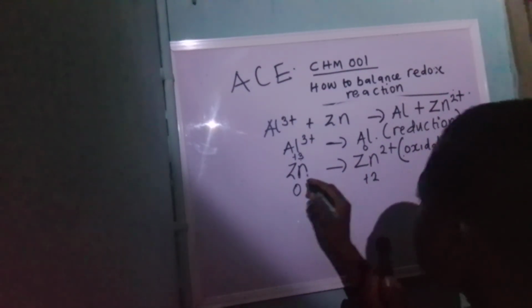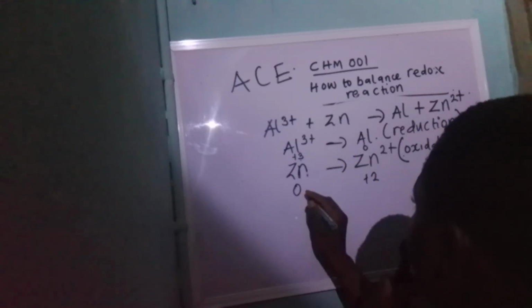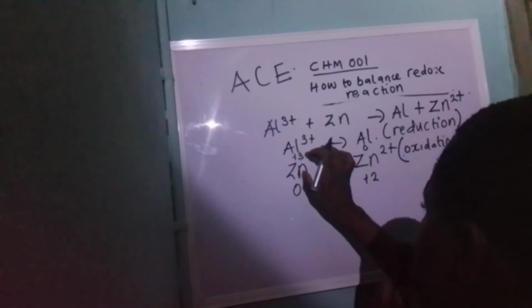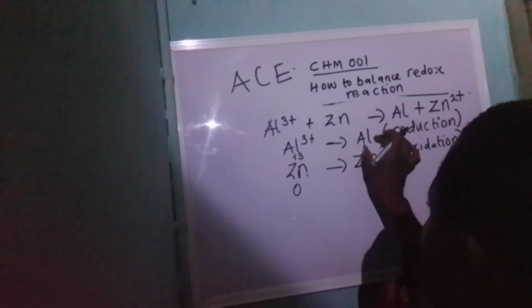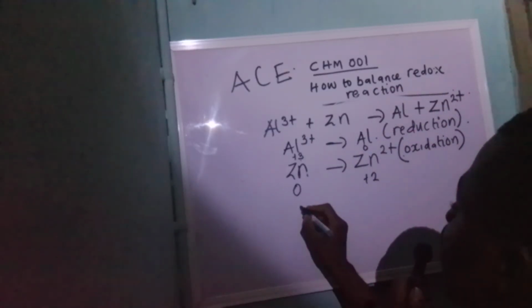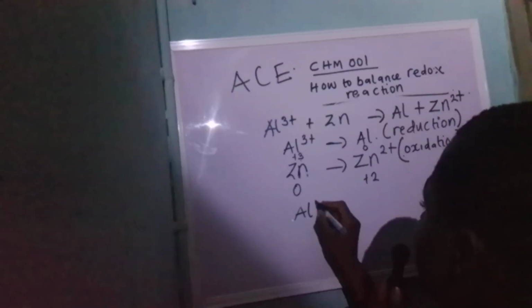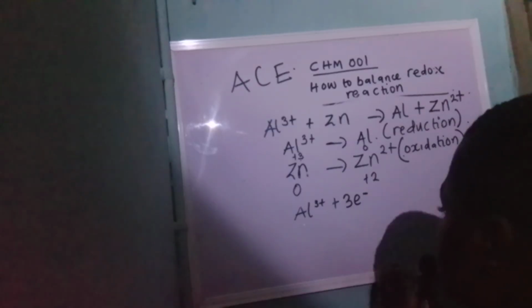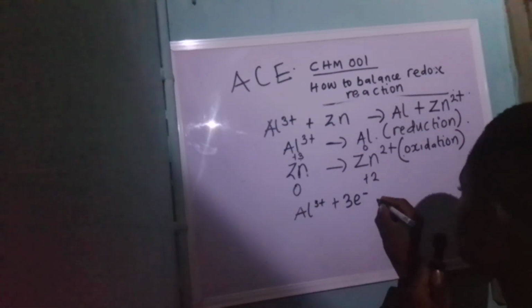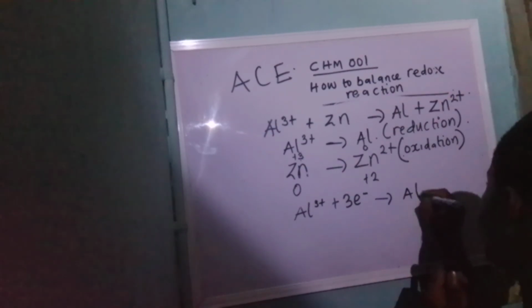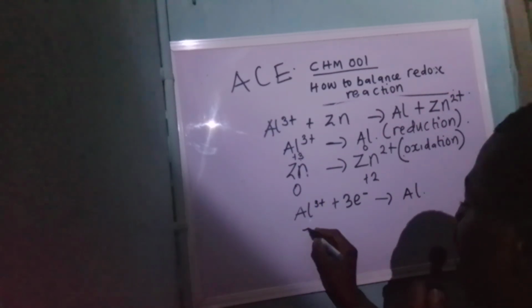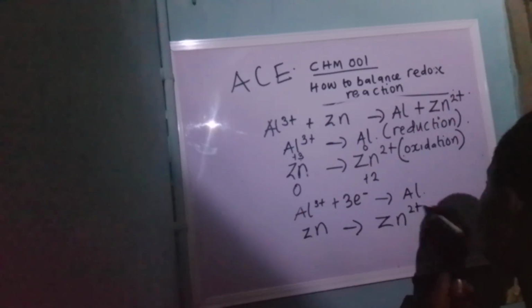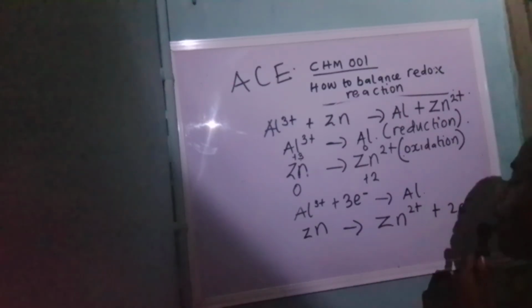So to balance this, I'm going to put 3 electrons to this side so that I can have 0 here. It can be balanced. It will now be Al3+ plus 3 electrons to give me Al. Now this one too, I have Zn to give me Zn2+ plus 2 electrons.